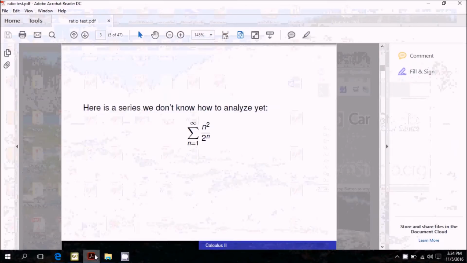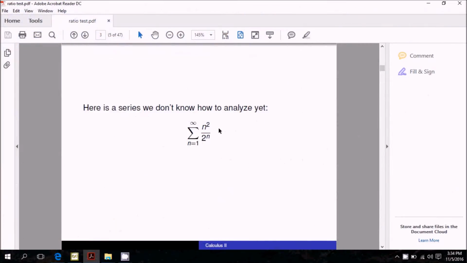Okay, so here's a series we don't know how to analyze yet. The numerator is an n squared, which reminds us of the p series. The denominator is a 2 to the n, which reminds us of geometric series. So this series has elements of both geometric series and p series, so it's neither one. Today we'll learn how to tell whether this series converges or diverges.